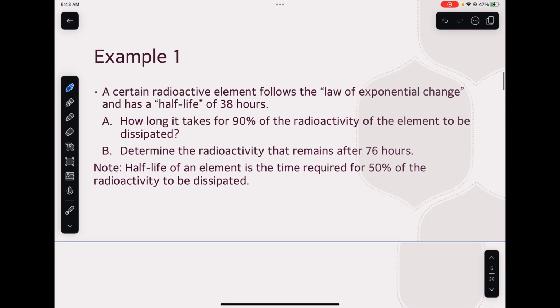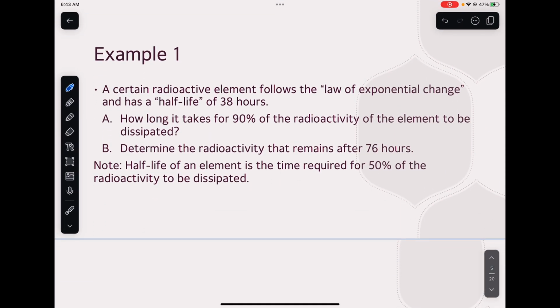So let's have our first example. It says that a certain radioactive element follows the law of exponential change and has a half-life of 38 hours. How long does it take for 90% of the radioactivity of the element to be dissipated, and determine the radioactivity that remains after 76 hours.